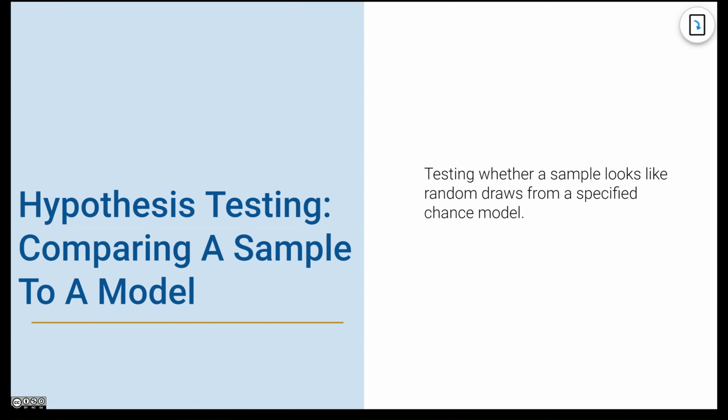In this video, we're going to summarize the types of hypothesis testing that we've done so far via example. In particular, so far we've looked at using a hypothesis test to test whether or not a sample looks like random draws from a specified model. We're going to do one more example of that here in this video. And then in the next videos, we'll look at other ways we can set up our hypothesis tests to not necessarily have to test this specific scenario.